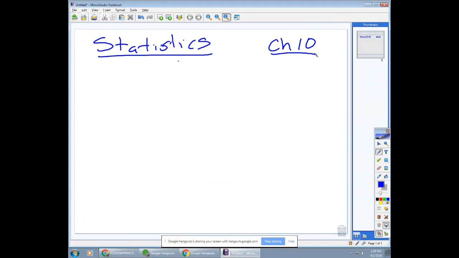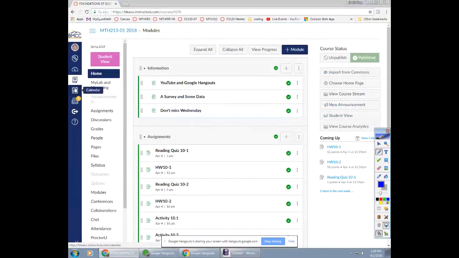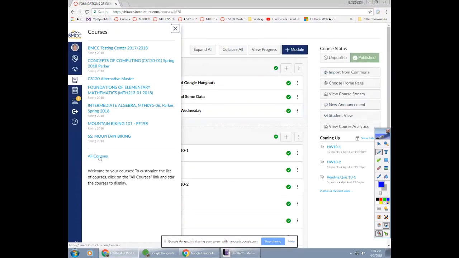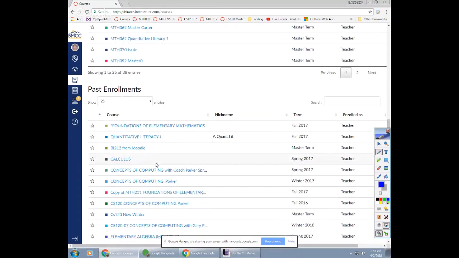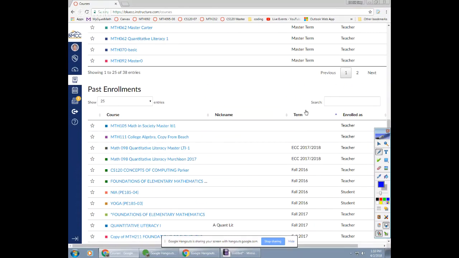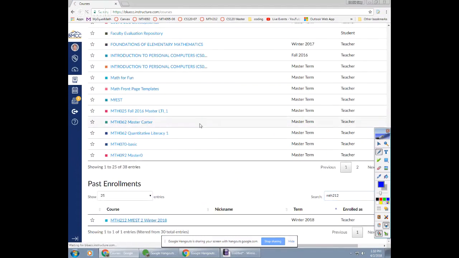But if for some reason the new version of the course, if the links to the book aren't working, we still have the old version of the course. Everybody know how to get to the old courses in Canvas? So I'll show you that quick, just in case that comes up today, because there's reading you need to start right away today. If you go to your courses button on the side, there's an all courses link on the bottom. And then it'll be broken up into current courses and past enrollments. And you can always sort by term if you have a lot of them. You guys probably don't have as many as me. Or you can search for something like MTH 212 and it'll pop up the course there and then you can get back into it.